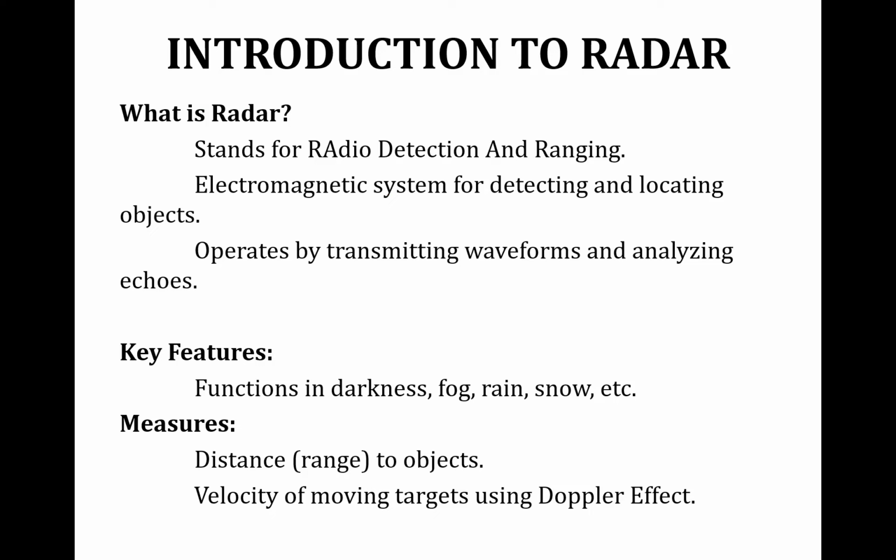So two parameters are involved, transmitting and receiving. We transmit a waveform, and from the transmitted signal we receive a signal that is called the echoes. The key functions are that it can function in darkness, fog, rain, etc. Whatever the weather condition, it supports all weather conditions. It can measure distance as well as velocities.